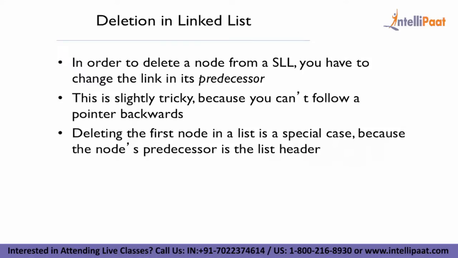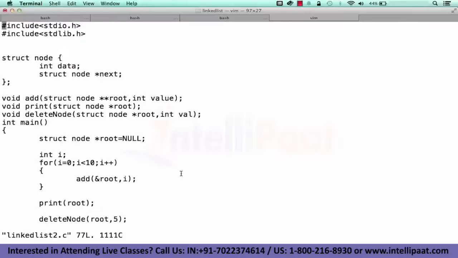So we need to write some logic so that we can have a predecessor's pointer, so that we can manipulate the predecessor's next portion to point to the successor's next portion. Okay, so let's write some code for deleting the node in the linked list. This is the code for deleting the node in the linked list.